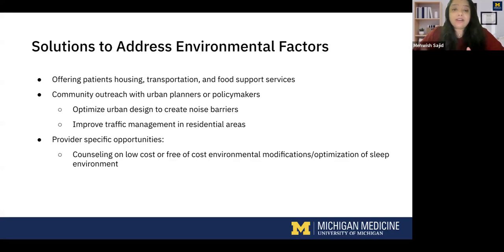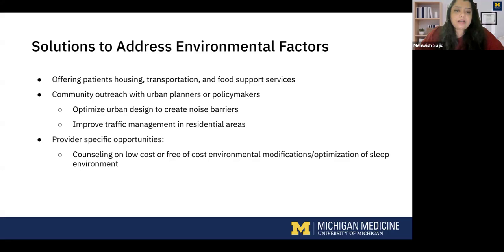And then some potential provider-specific opportunities, just being aware of a patient's excess funds that they might have to put towards this. And if they don't have funds, maybe just becoming aware of low cost or free of cost environmental modifications or ways to optimize a patient's sleep environment, whether that be a free app on your phone that allows for white noise or brown noise, having door stoppers where they cover the light that comes through the door or noise that can come through the door with like a foam roll. These types of things can be pretty cost effective and improve sleep health overall.